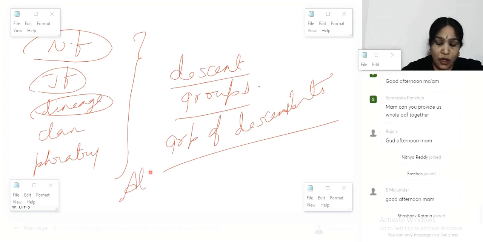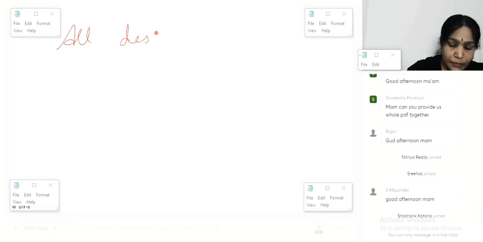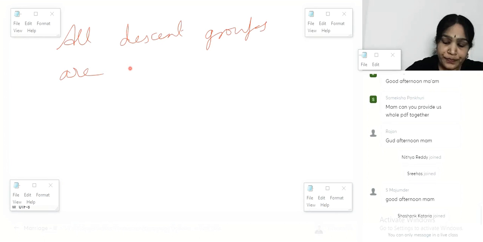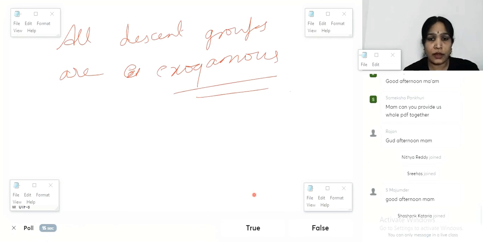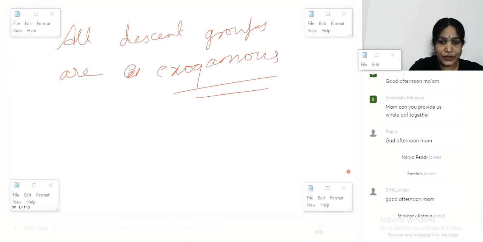And almost all descent groups are exogamous. Check this statement properly. All descent groups are exogamous. Respond to this poll. Okay, 66% correct. So the right answer is true. Yes, all descent groups are exogamous.